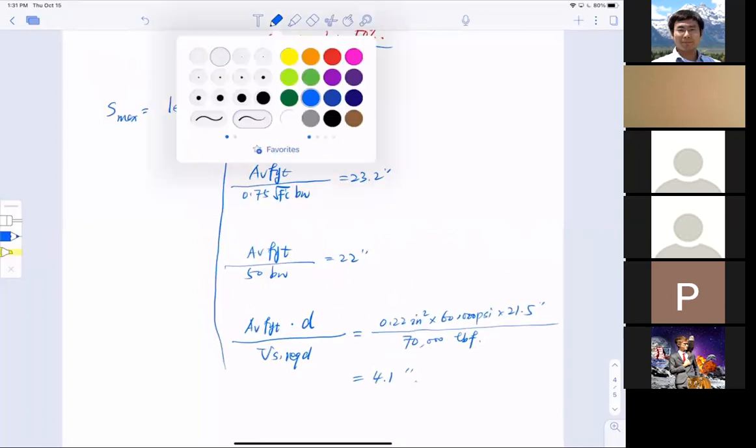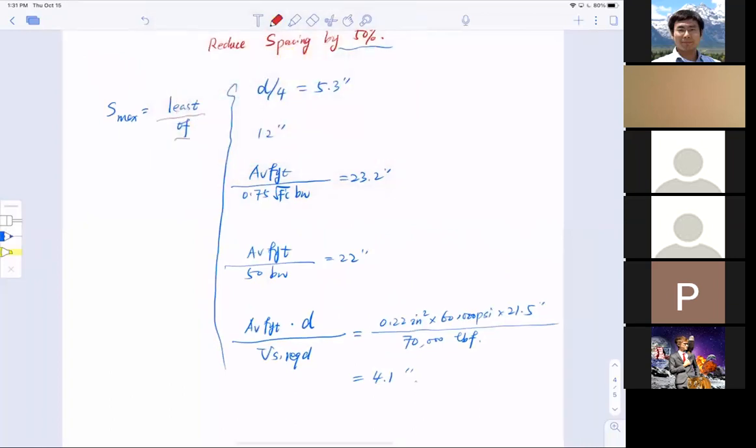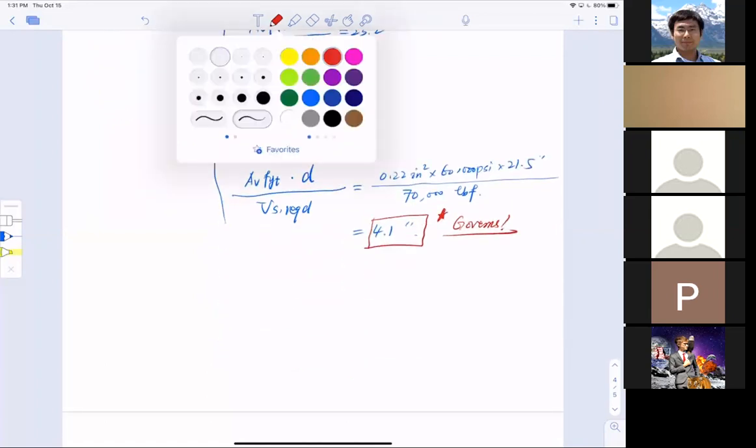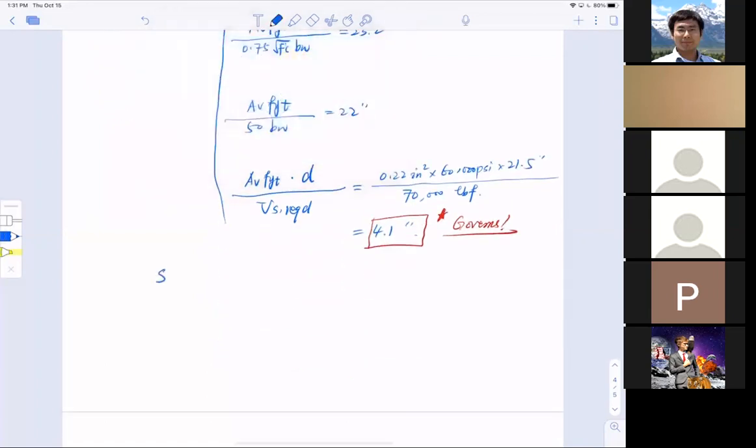Looking back, it has to be the least of all these numbers. So I have 5.3, 12, 23.2, 22, 4.1. Which one governs? Of course, this is our winner, so the calculated spacing governs. Now my job is to provide a spacing that is less than 4.1 inches, which is not too hard to do.